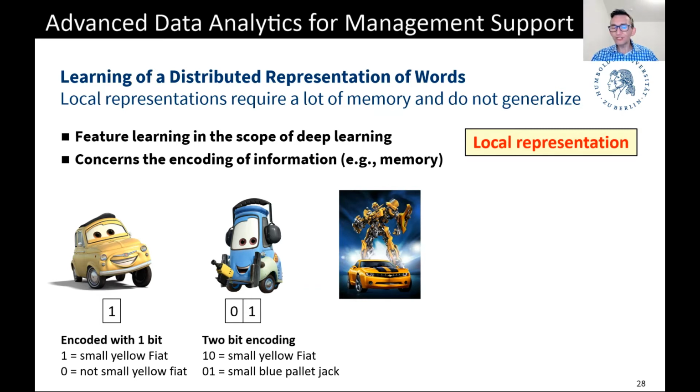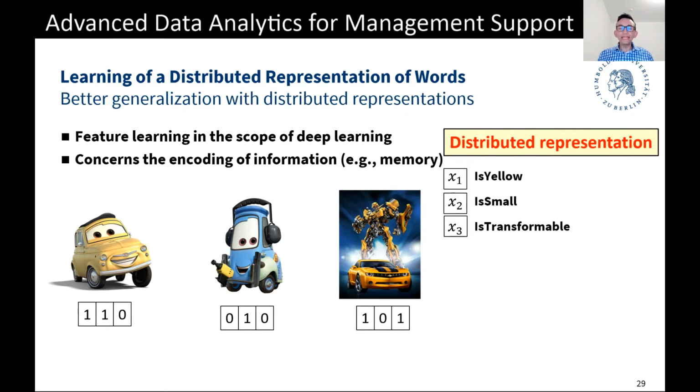And if we change that, if we make it a distributed representation, then we could come up with this solution here. We do need 3 bits now still, but this representation of the different concepts that we are seeing, these cars here, we could engineer it such that the first bit represents whether something is yellow, the second bit represents whether something is small, and the last bit represents whether something is transformable. An ability only Bumblebee shows.